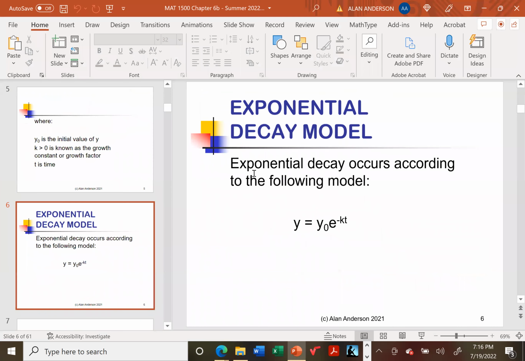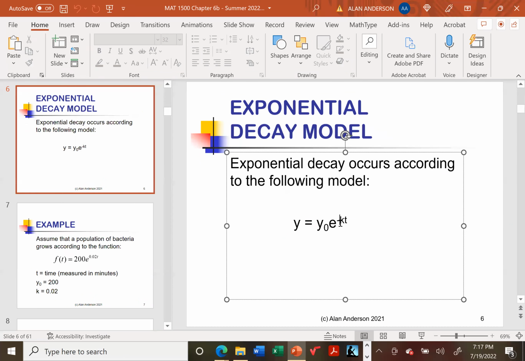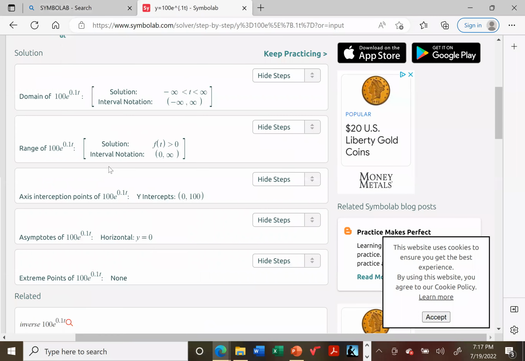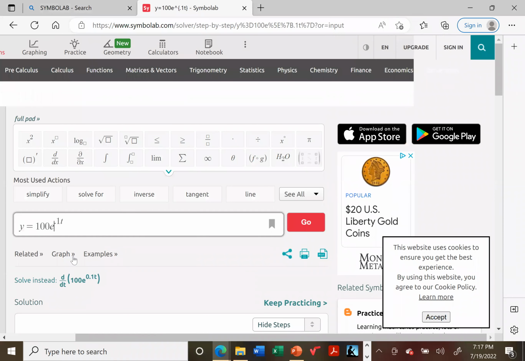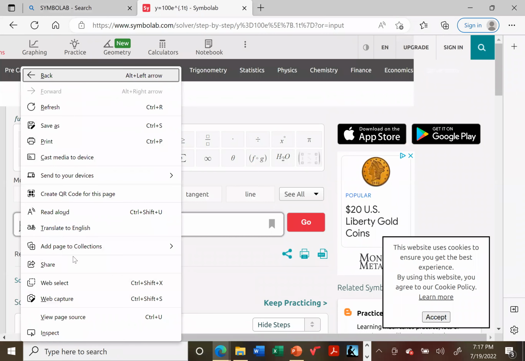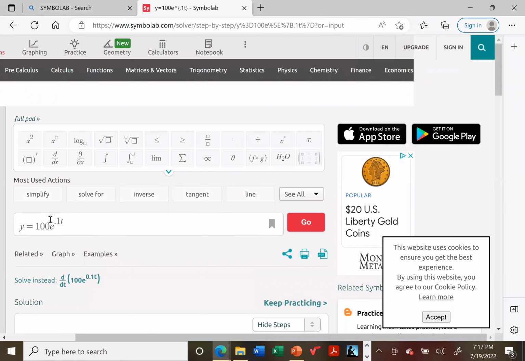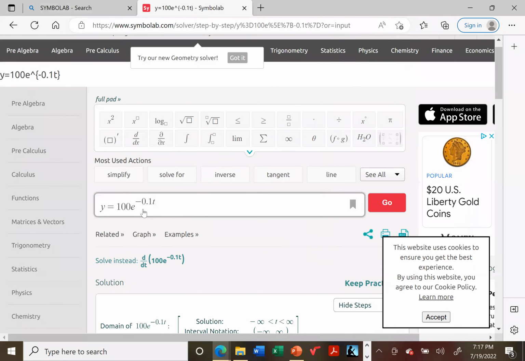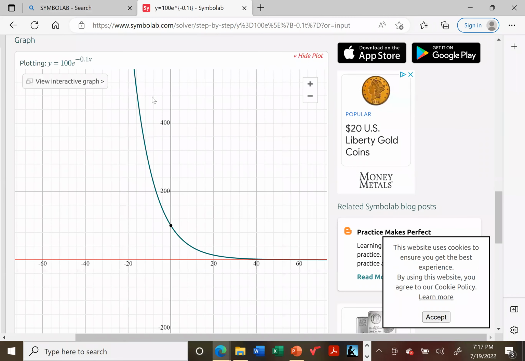Now, if we want to model decay, the only thing that changes is we have a negative exponent. And so let's try. Yeah, so for here, all we really have to do is change this exponent to negative, and we'll see what it looks like. All right, let's give this one a shot. Yeah, and it's falling off very quickly.